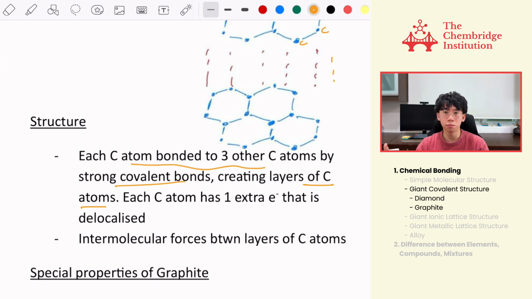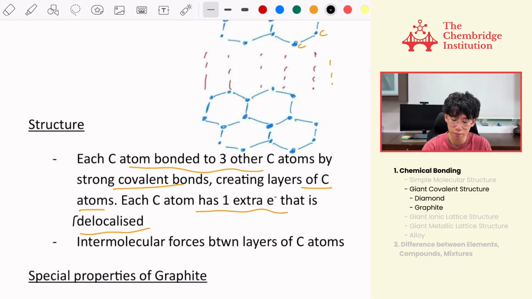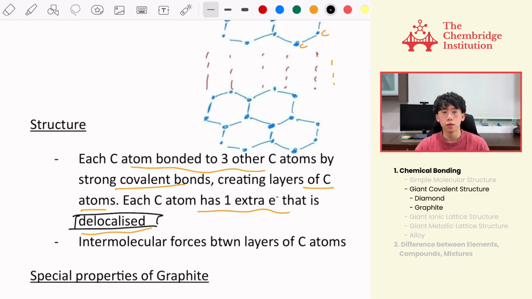Now, each carbon atom usually has 4 valence electrons. But since they only went through 3 covalent bonds, each carbon atom actually has 1 more electron left. And this extra electron is actually delocalized. Take note of this keyword over here. I've already mentioned the intermolecular forces between the layers of carbon atoms. So, when you're explaining the physical properties of graphite, let's talk about this structure specifically first, then we can explain in correlation to the structure.